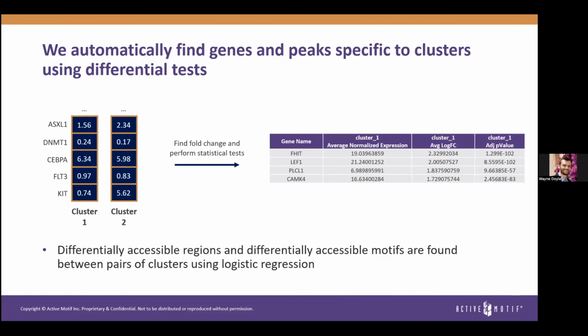And then we also do this for the ATAC-Seq data. We'll look at differentially accessible regions and see if they're preferentially open or closed in a cluster. And we'll also look to see if specific transcription factor motifs are specifically being enriched or decreasing in clusters, which enables you to get a very nice overview of the entire data set.